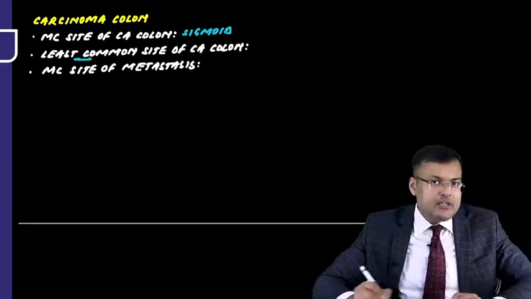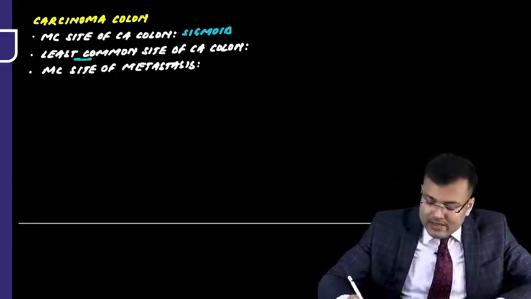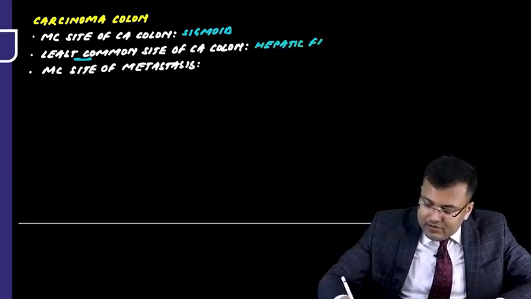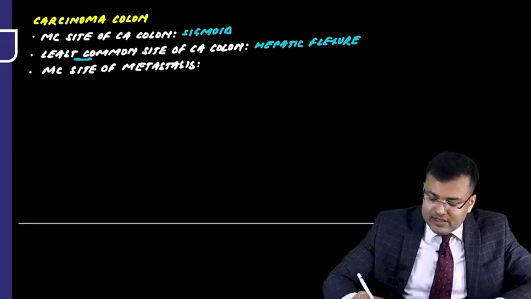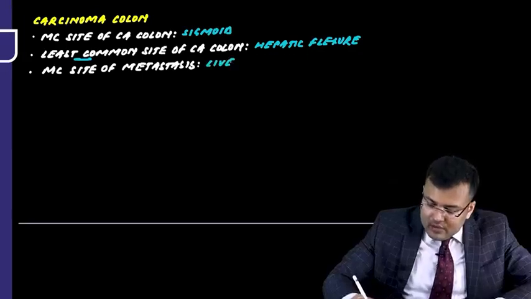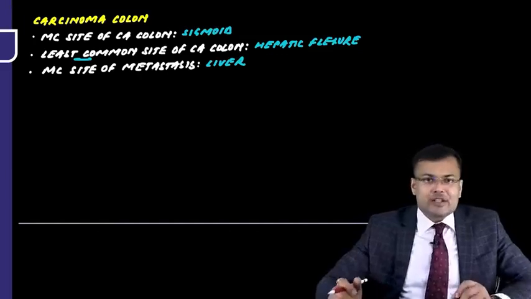Nowadays, least common is also asked. So what is the least common site of carcinoma colon? That is hepatic flexure of colon. Least common site, it is hepatic flexure of colon. And what is the most common site of metastasis in GI malignancies having hematogenous spread? So obviously it is liver. It is liver.